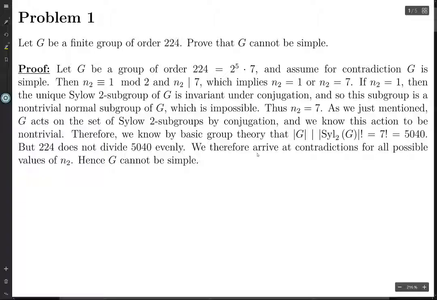But therefore, you arrive at 224 does not divide 5040, but this here says that 224 divides 5040, and so we have a contradiction. So regardless of whether n_2 is 1 or n_2 is 7, we get contradictions. Therefore, it can't be the case that G is simple. So G cannot be simple, and that's all there is to this problem.